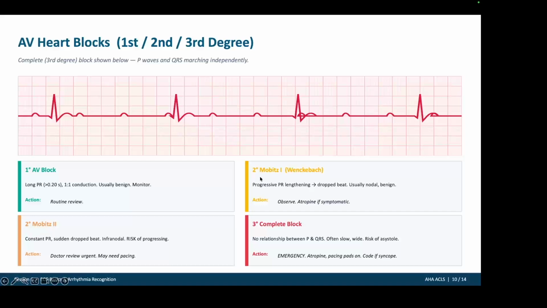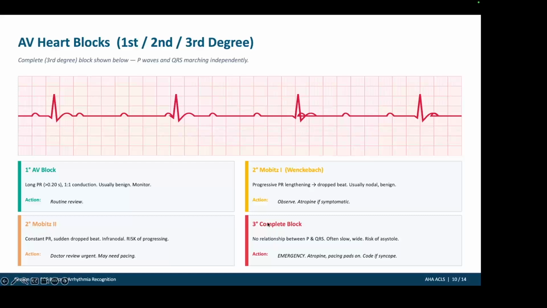In type 2, there are two different classes, Mobitz 1 and Mobitz 2. Mobitz 1 has a progressive PR lengthening followed by a dropped beat, usually nodal and benign. Here the action includes observation and atropine if symptomatic. Mobitz 2 includes a constant PR interval, which may or may not be prolonged, but a sudden dropped beat, which may be due to infranodal block. The risk of progression is crucial. Doctor review is urgent. The patient may need pacing as well.